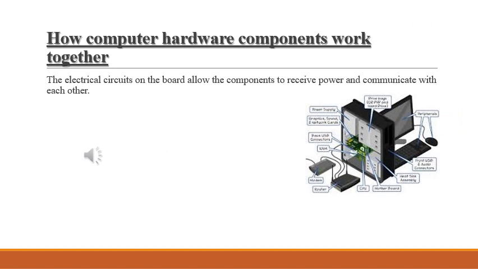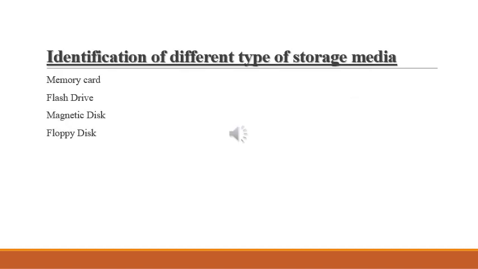Computer hardware components work together. The electrical circuits on the board allow the components to receive power and communicate with each other. Identification of different types of storage media. There are mainly four, which are memory card, flash drive, magnetic disk, and floppy disk.